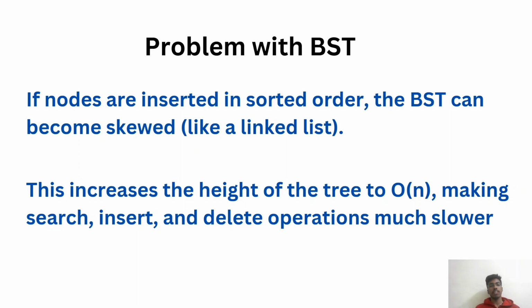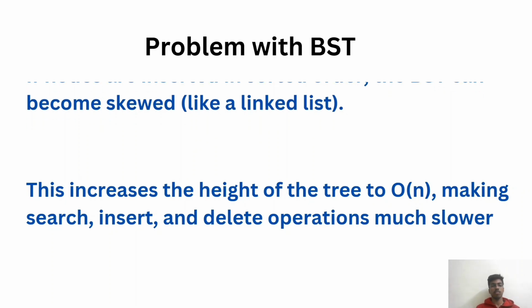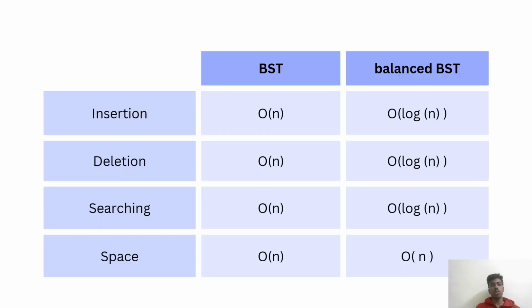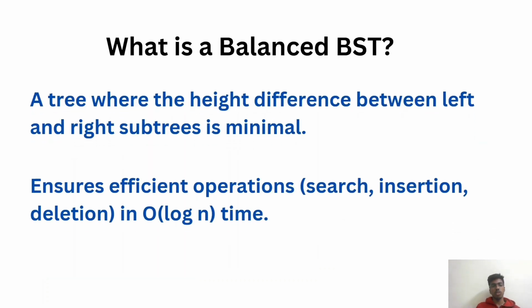In order to solve that, we have introduced the concept of balanced binary search tree. In a balanced binary search tree, the complexity of insertion, deletion, and searching will be log n. So what is a balanced binary search tree? The height difference between left and right subtrees is maintained to be a minimum amount in order to do operations like insertion, deletion, and search.